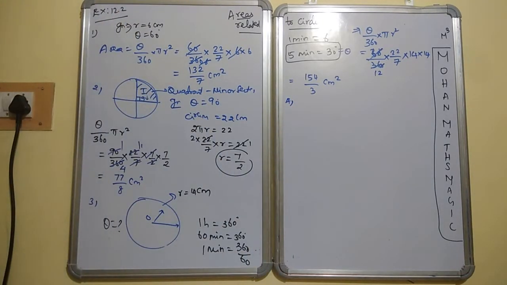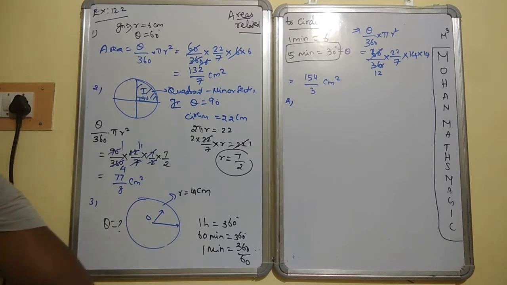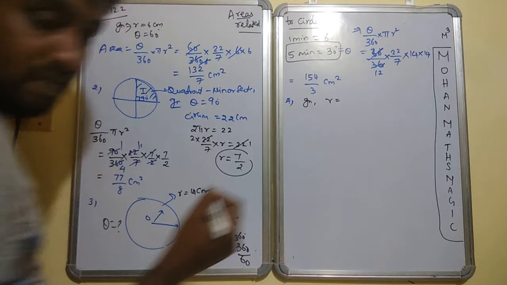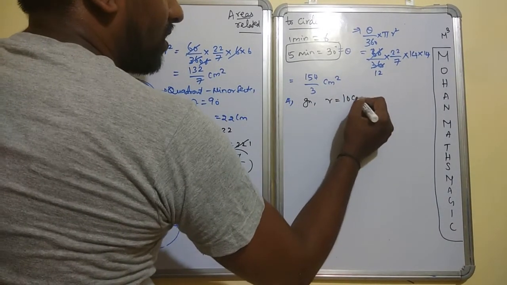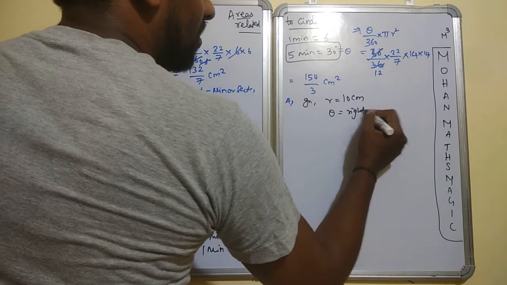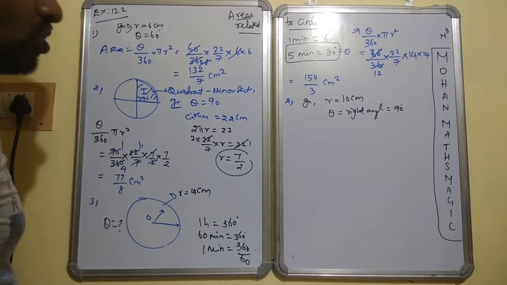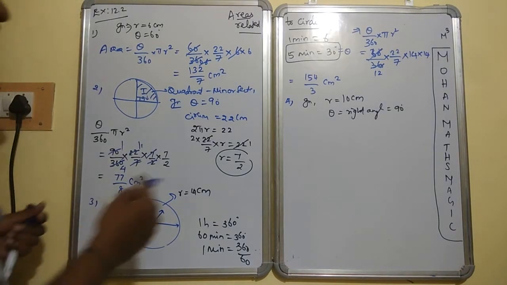Fourth question. The chord of a circle of radius 10 centimeter subtends a right angle at the center. Find the area of the corresponding minor segment and the major segment. So the theta value they have given you very clearly: right angle. So the pi value is also 3.14. Given radius equal to 10 centimeter and theta equal to right angle. So right angle means 90 degree. I'm keeping in mind the below average students also. It's the easiest shortcut to find all the values.